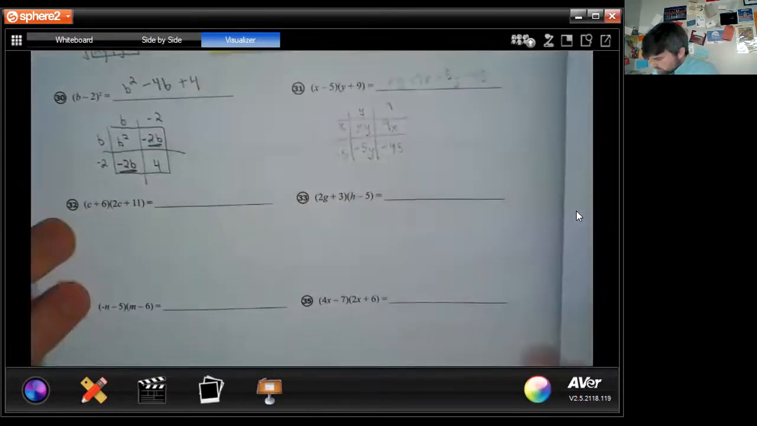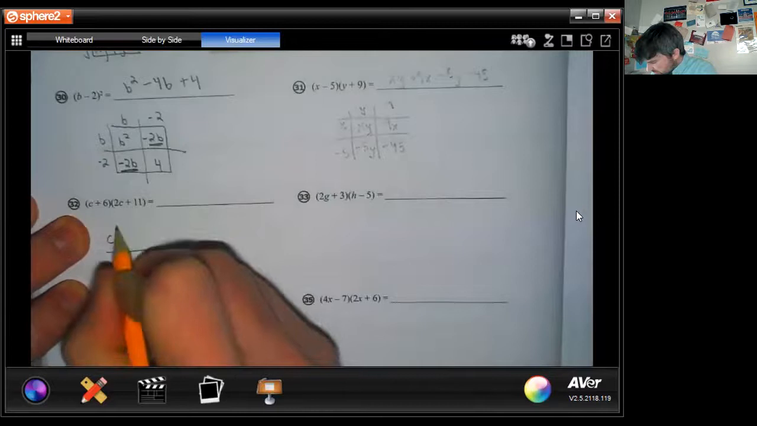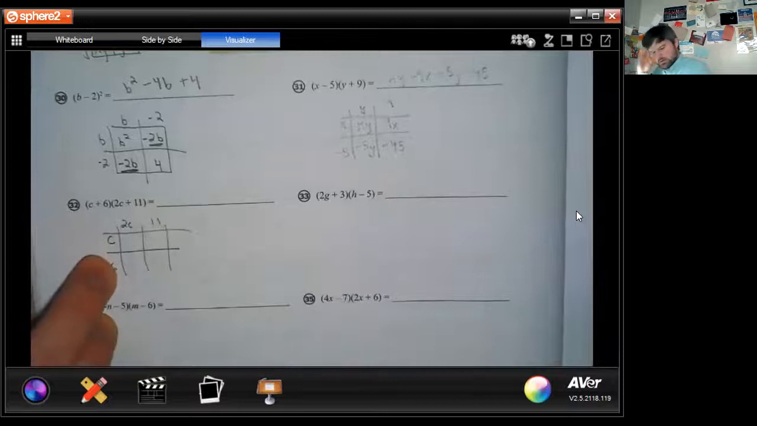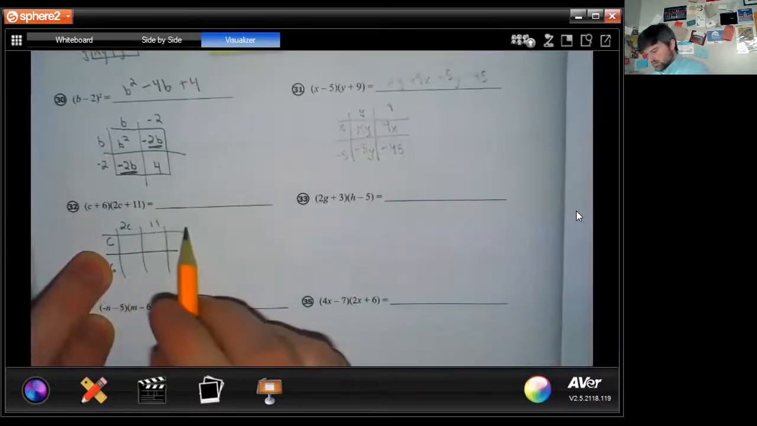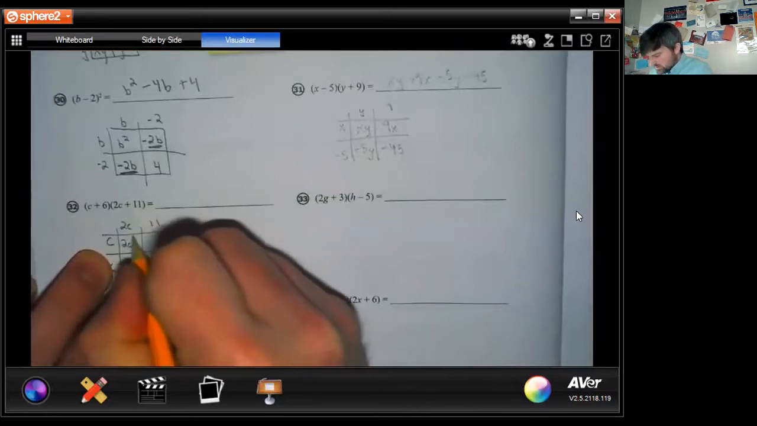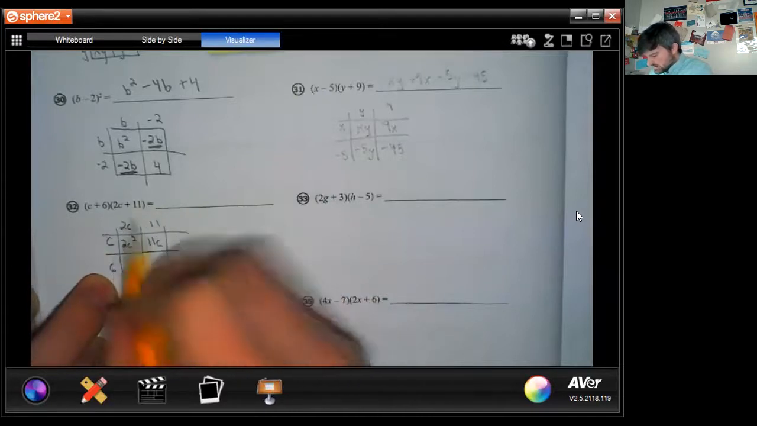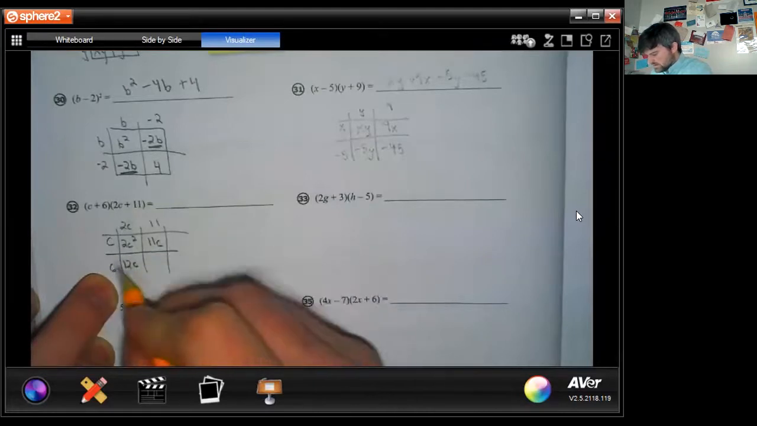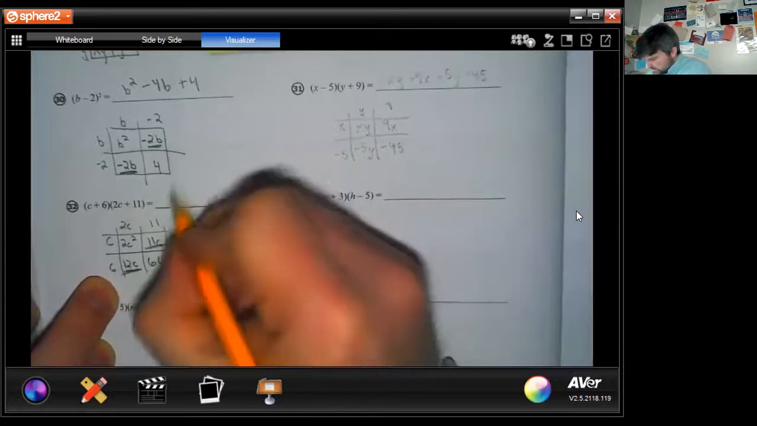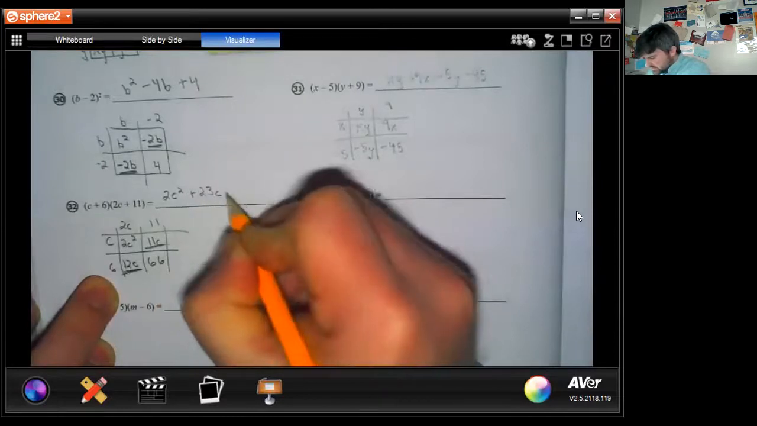Okay, moving on. Lots of area models here. So C and 6. We have 2C and 11. And you could do 10 and 1 here if you wanted to. So C times 2C is 2C squared. C times 11 is 11C. 6 times 2C is 12C. And 6 times 11 is 66. We've got like terms there and there. So this would be 2C squared plus 23C plus 66.